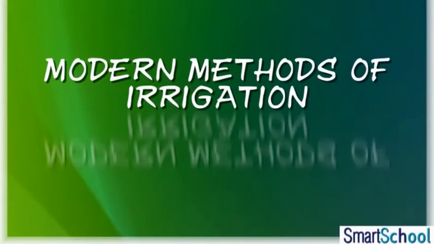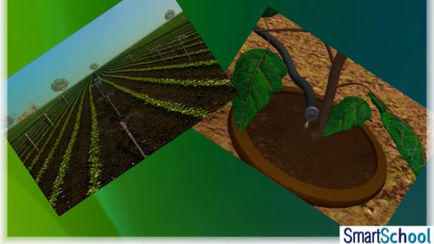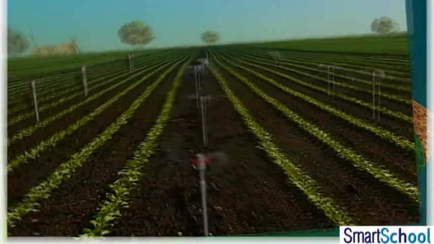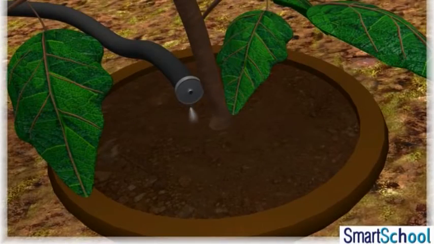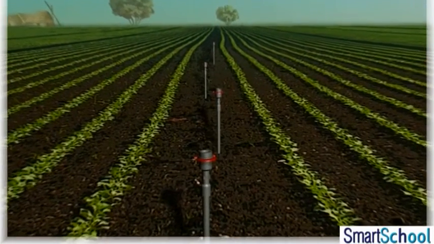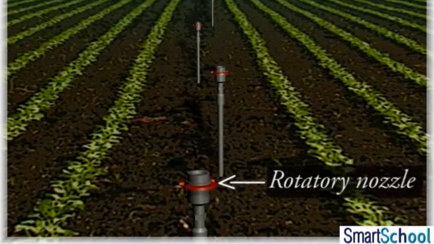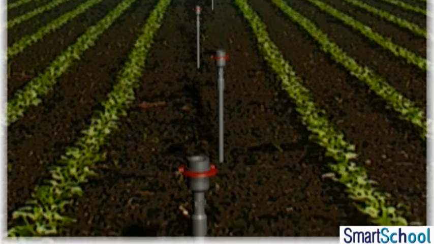Modern methods of irrigation. Modern methods of irrigation help us to use water economically. The main methods used are sprinkler system and drip system. Sprinkler system. In this system, perpendicular pipes having rotatory nozzles on top are joined to the main pipeline at regular intervals.